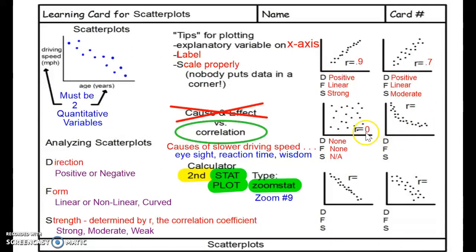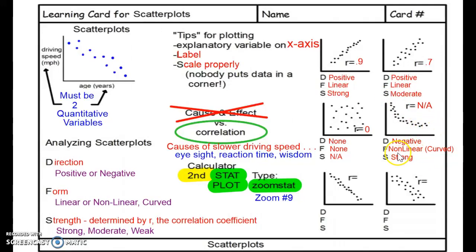All right, let's look at the next one. On this one, when I look at the scatter plot, I can definitely see that there is a negative association. As the x variable increases, the y variable is decreasing. So that would be negative. But I can definitely see a curve here. So because of that curve, I would say that it is nonlinear or curved. There's definitely not a linear relationship there.